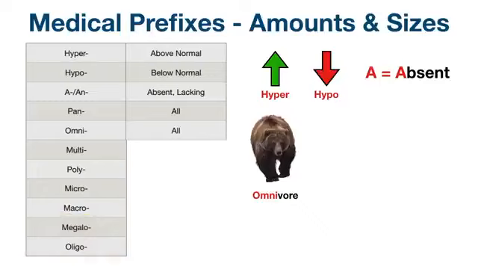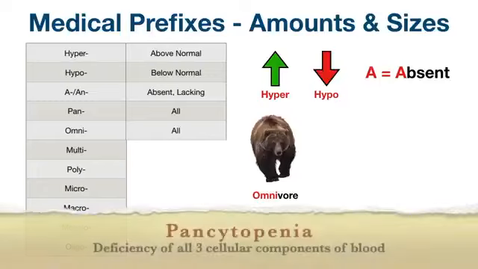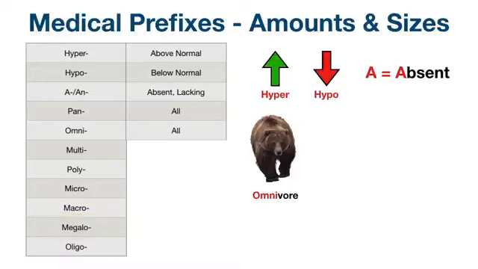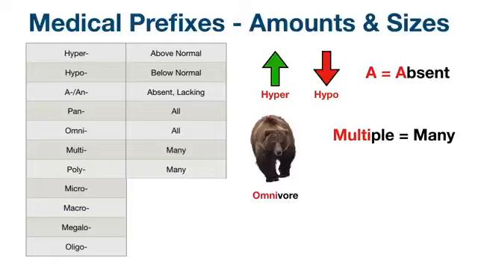Pan and omni both mean all. For example, pancytopenia is the deficiency of all three cell components of blood, which are white blood cells, red blood cells, and platelets. You can also think of omnivores, which eat all food types, including plant and animal origin. Multi and poly both mean many or a lot. This is easy to remember, just use multi to think of multiple. Or you can think of polygon, which is a shape that has multiple sides.